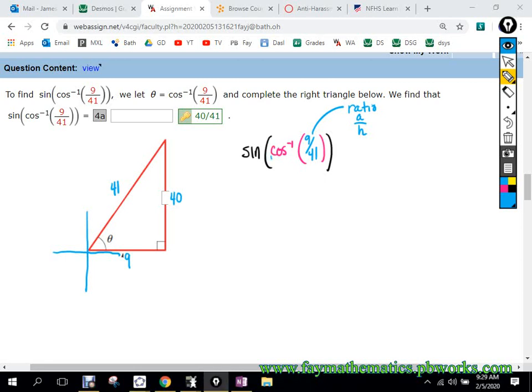Remember, with cosine inverse, if you input a ratio, the output is an angle. Does that make sense? And the particular angle that we get here is theta. Everybody on the same page with that? Yeah. Now, we actually have enough here to learn what theta is, what degree it is, but I don't care, because that's not the task at hand. The task is to find the sine of theta.